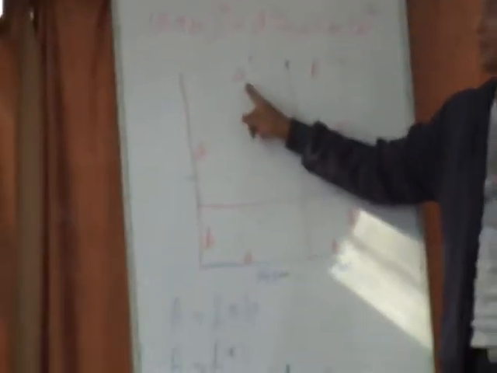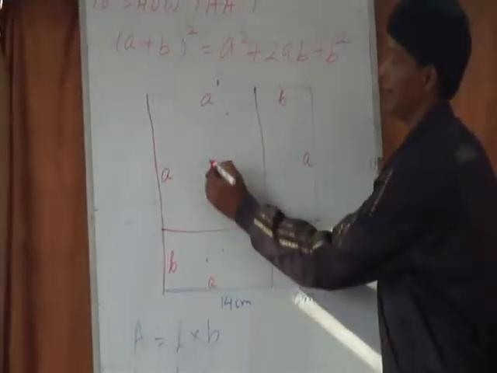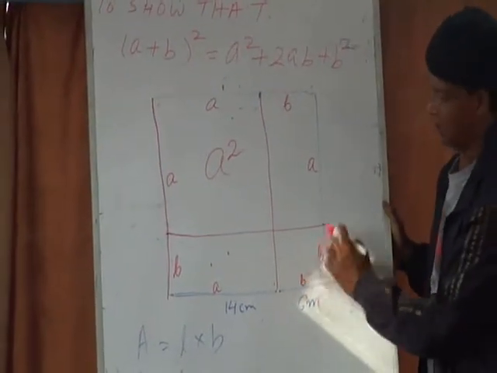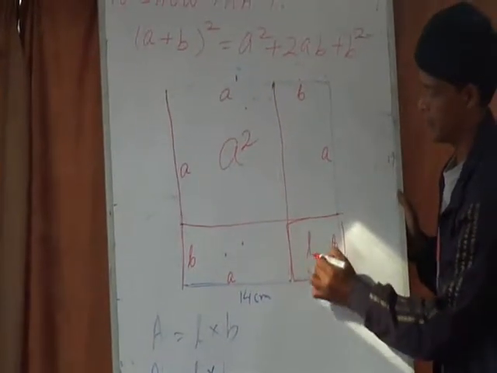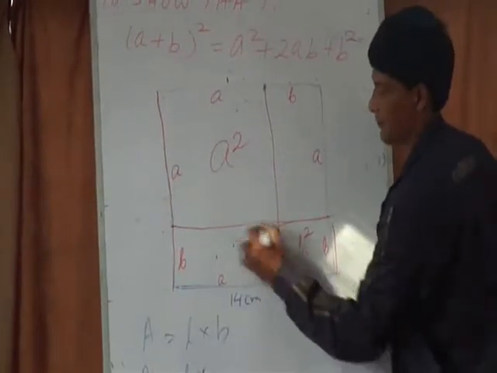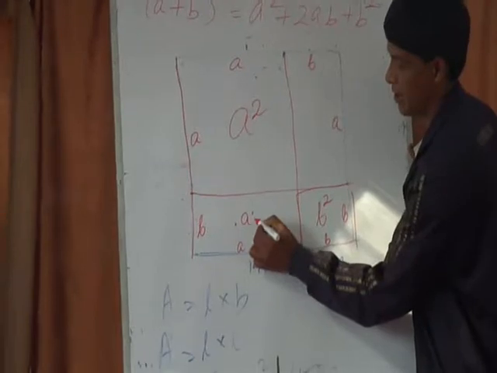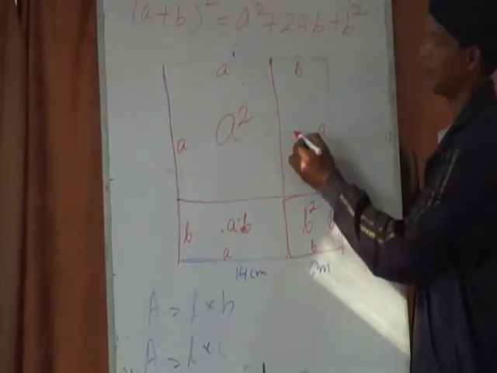The biggest one is a perfect square because both length and breadth are equal. This is the length up to here and this is the breadth. Correct? So a into a is, what is the area? So the area is a square. Now b into b, the area of this one becomes b square. What is the area of this one? a into b, or we can write ab, the area. And this one also?